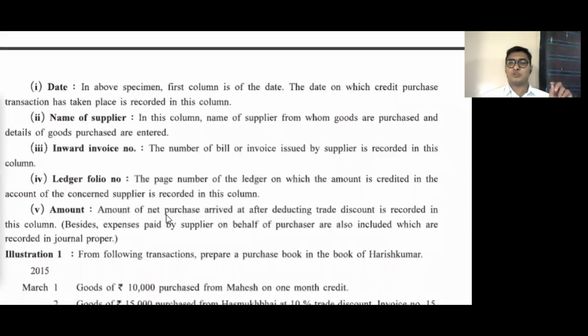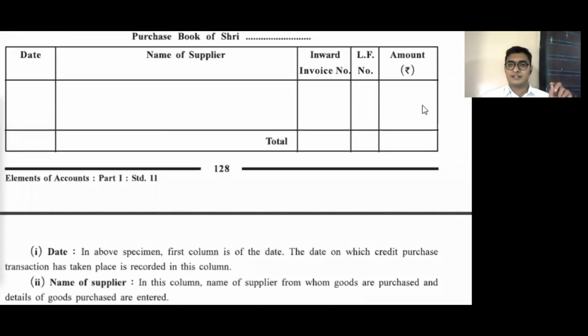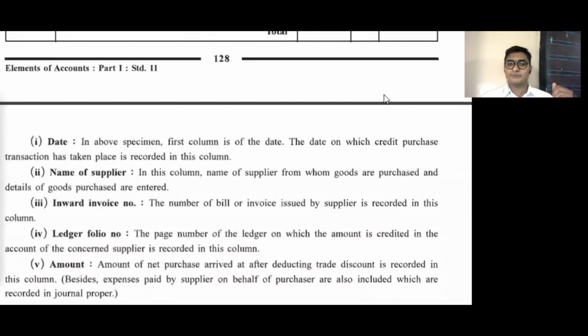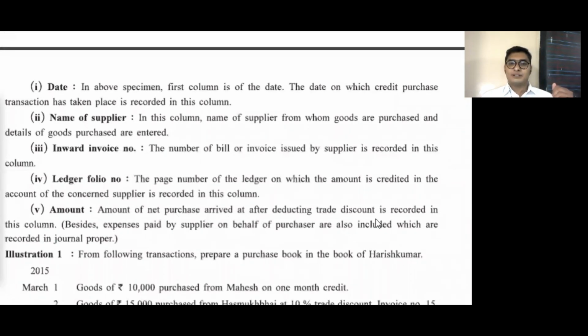Net amount. Net amount means after deducting all discounts and adding any expense for doing this transaction. Any expense means if we have purchased goods of 10,000, if there is a 10% trade discount, then amount of 9,000. Okay? And besides, expense paid by supplier on behalf of purchase are included, which are recorded in journal proper. If there is any discount, then we have to deduct the discount.